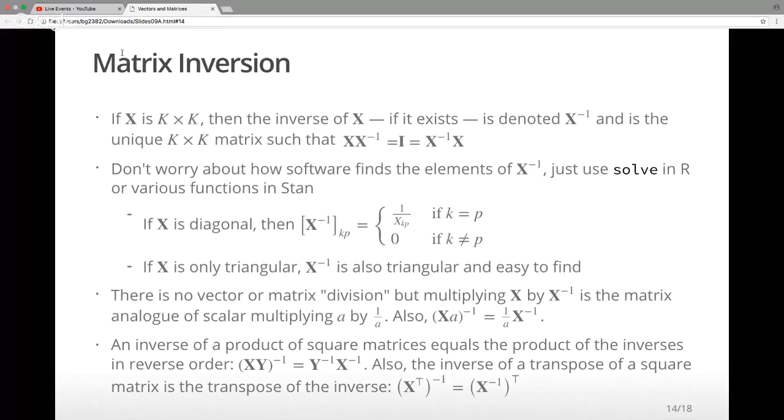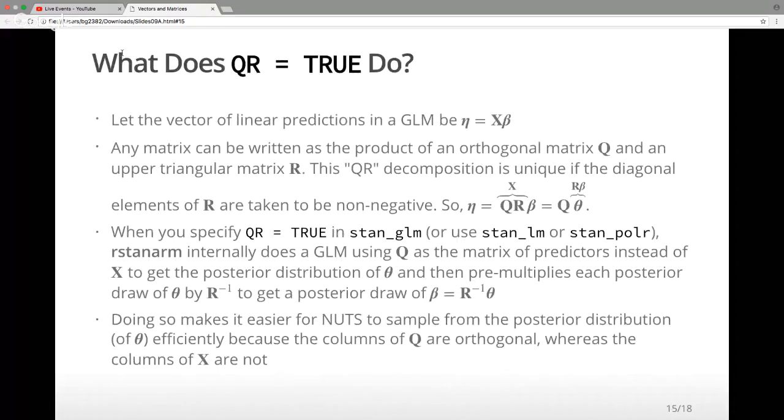Also, matrix times scalar inverse is equal to reciprocal of scalar times matrix inverse. Another couple properties that you should remember: the inverse of a product is equal to the product of the inverses, but in reverse order. So (XY) inverse is equal to Y inverse X inverse. And the inverse of a transpose is equal to the transpose of the inverse.